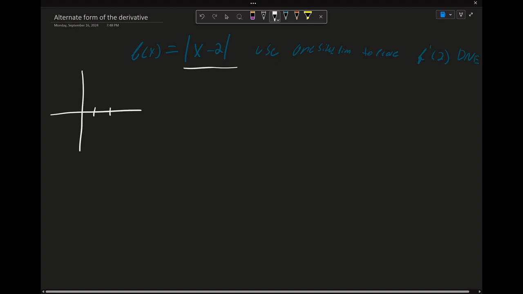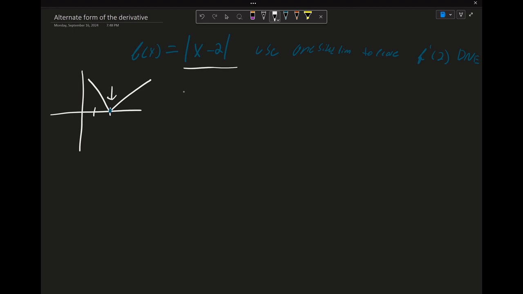So here will be 1, 2. So we know that this is where it intersects the x-axis. And the absolute value function gives us this v-shaped function here. And at this point, this is where we're evaluating the derivative. But as we can see here, it has an instant change in its direction. So just based off pure intuition, we do not think that the derivative there will exist because of that sharp change in direction. So let's use these one-sided limits to prove that the derivative at that point does not exist.